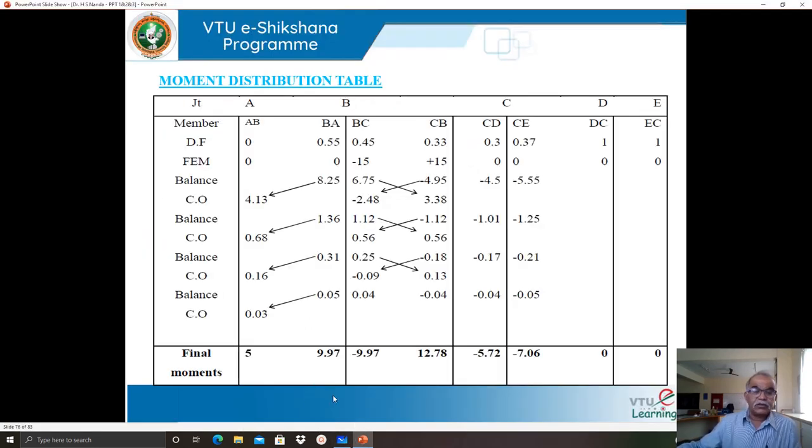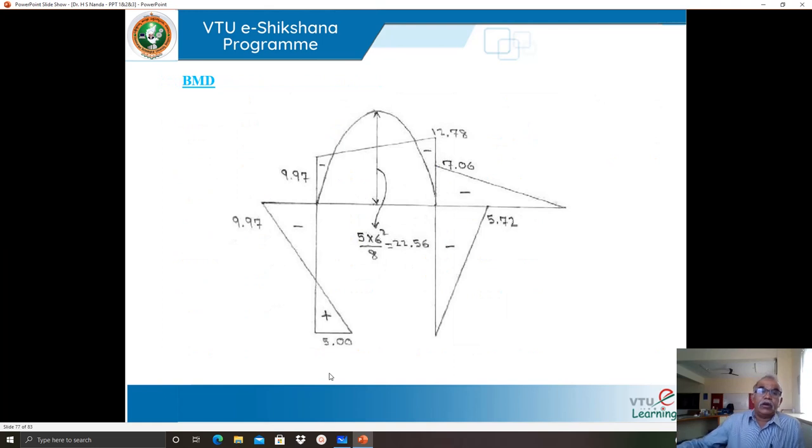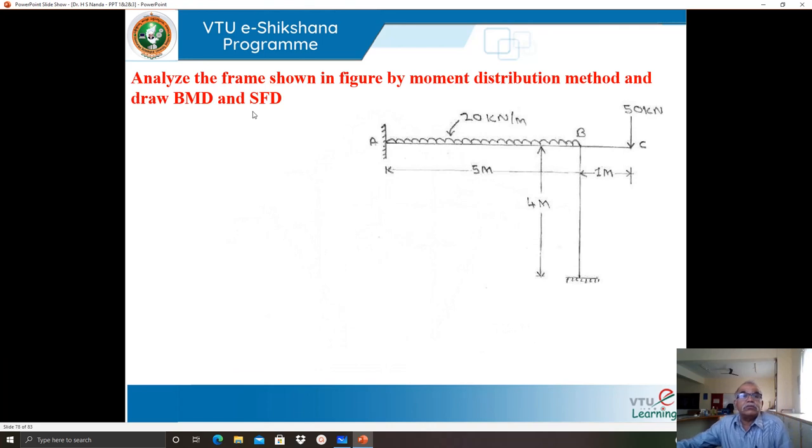It is not asked. Only the bending moment diagram is asked. Therefore, this will be the bending moment diagram. We'll go to the next problem.